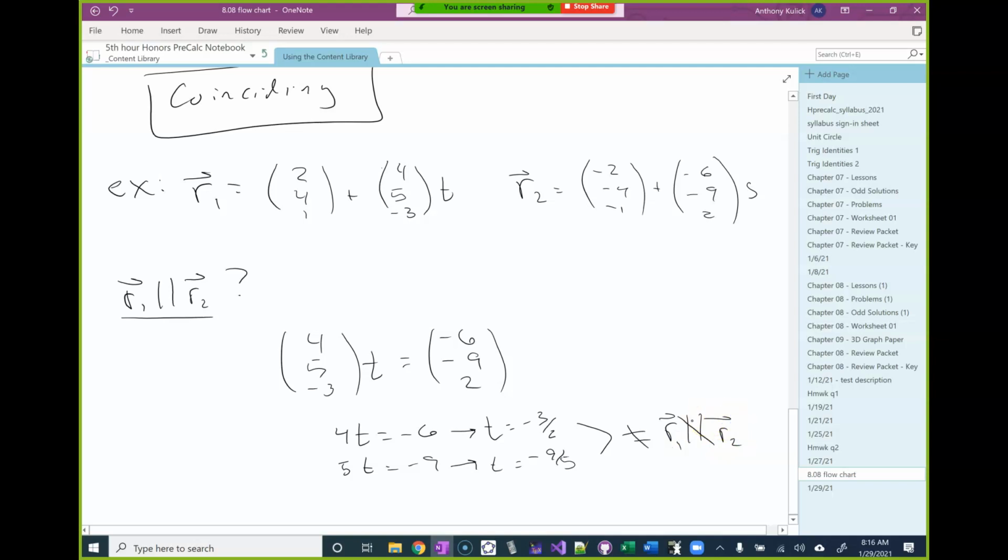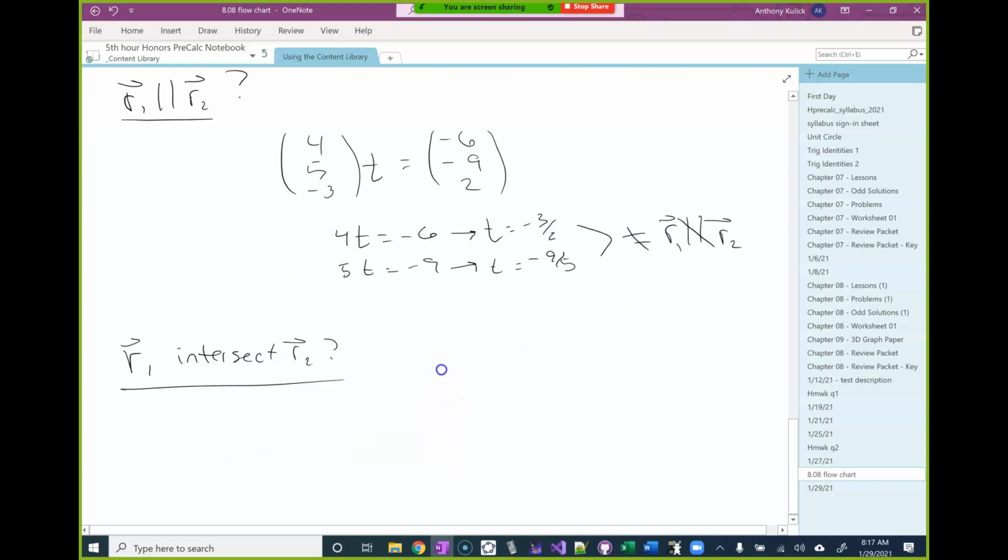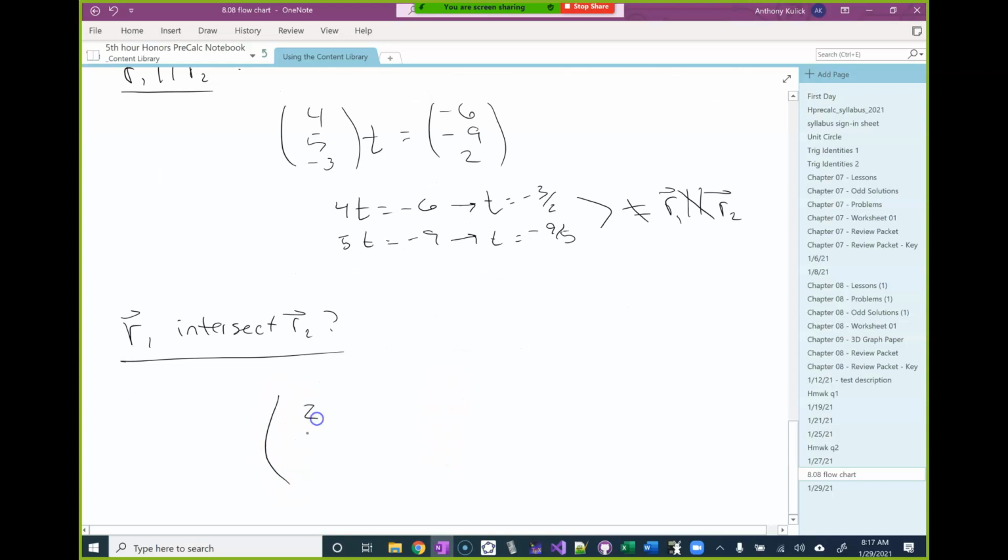And I'm going to stop there because I don't care what the third component value for t would need to be. I can stop immediately. Everybody cool with that? So I know they're not parallel. So now I have to check, does R1 intersect R2? To do that, I'm going to set R1 equal to R2.